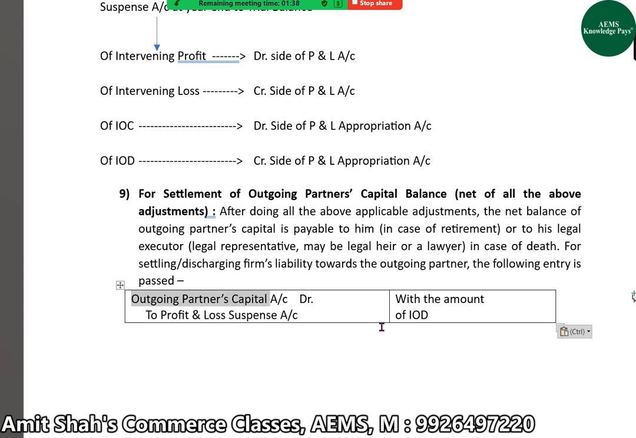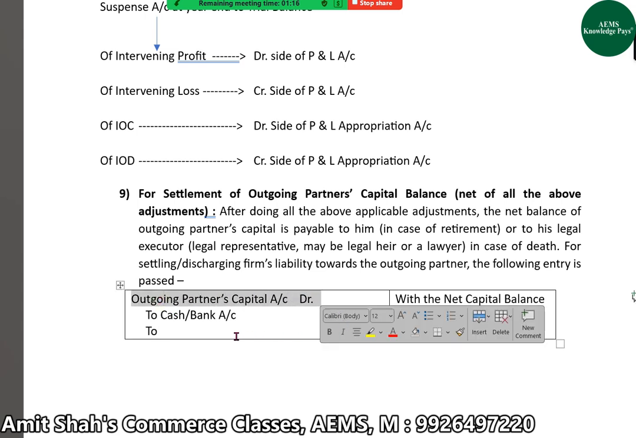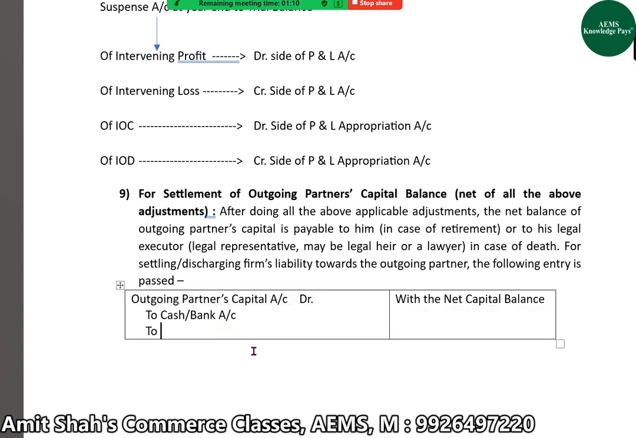So we debit outgoing partner's capital account with the net capital balance. We credit cash or bank account to pay it. And in case we cannot pay outgoing partner's capital balance fully or partially, then whatsoever amount we cannot pay, that unpaid amount is transferred to his loan account.